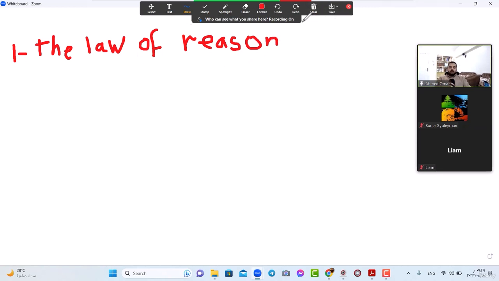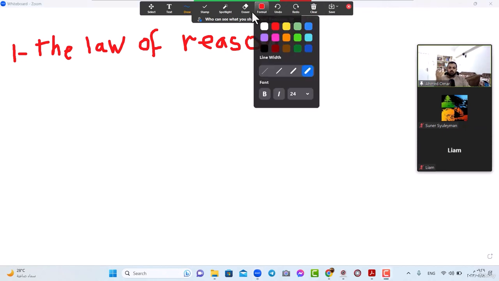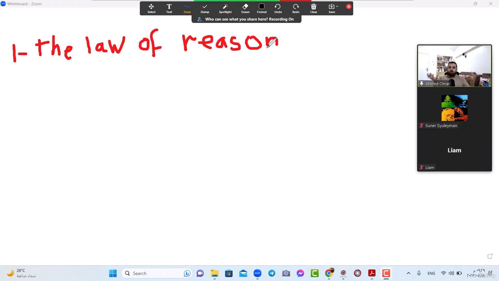The law of reason, the philosophers, they are not confused. They are in two schools. The first school says this law is called the law of identity. The second school says no, the law of the reason is the impossibility of contradictory things coming together. Let's explain both of them, and I think both of them have the same meaning.